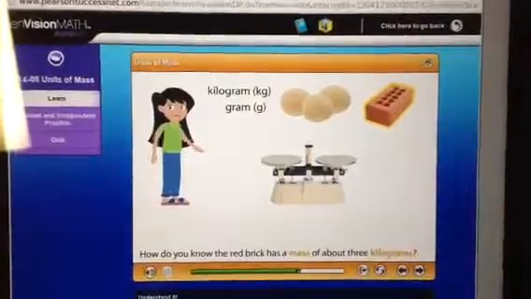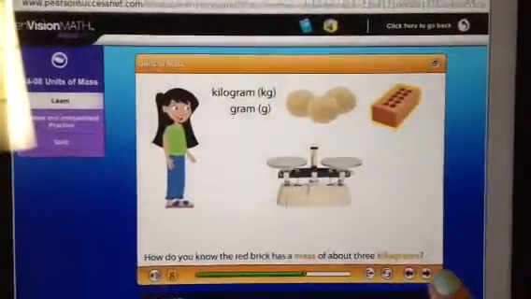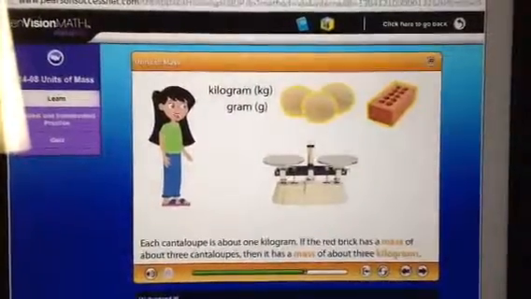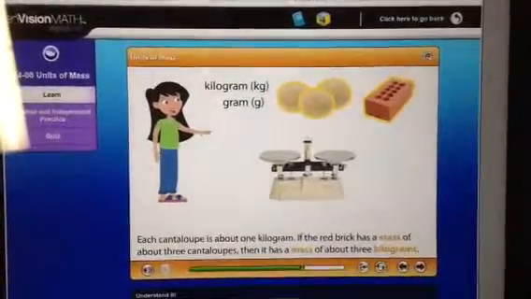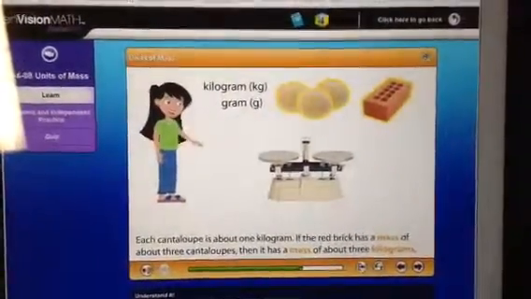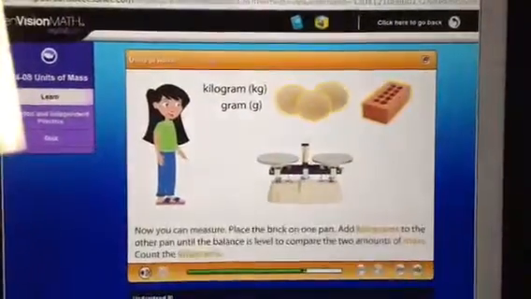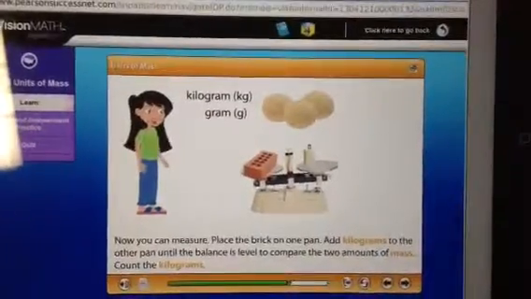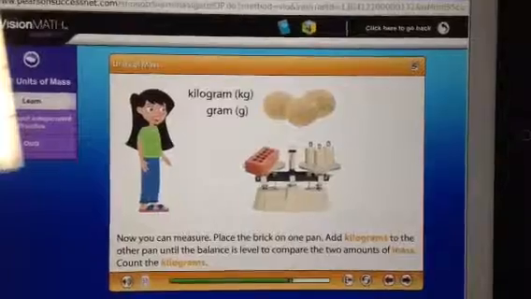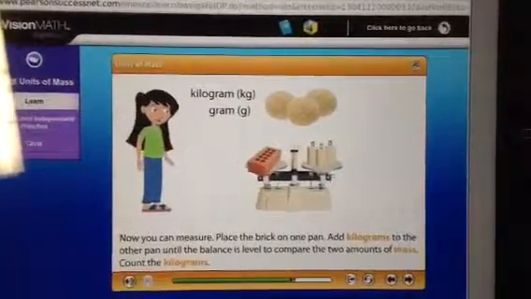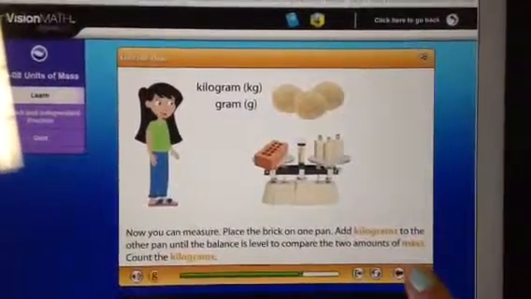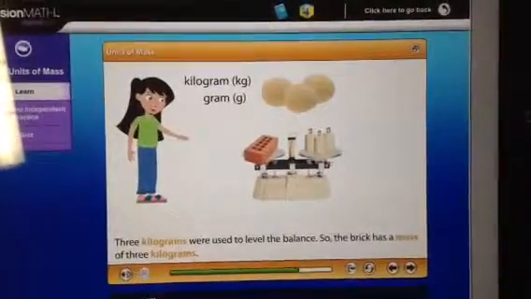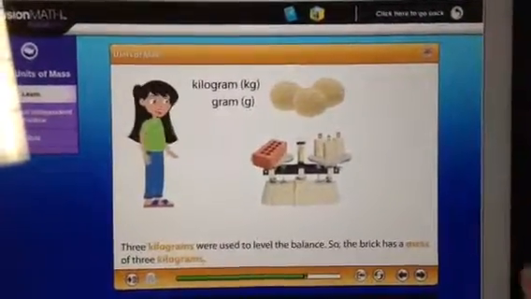How do you know the red brick has a mass of about 3 kilograms? Each cantaloupe is about 1 kilogram. If the red brick has a mass of about 3 cantaloupes, then it has a mass of about 3 kilograms. Now you can measure. Place the brick on one pan. Add kilograms to the other pan until the balance is level to compare the two amounts of mass. Count the kilograms. 3 kilograms were used to level the balance, so the brick has a mass of 3 kilograms.